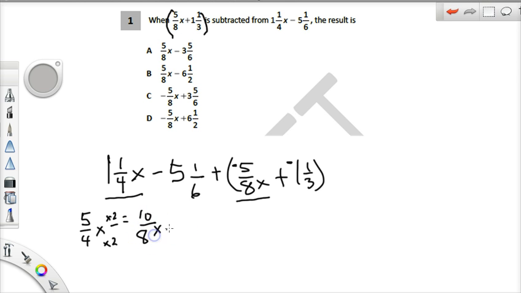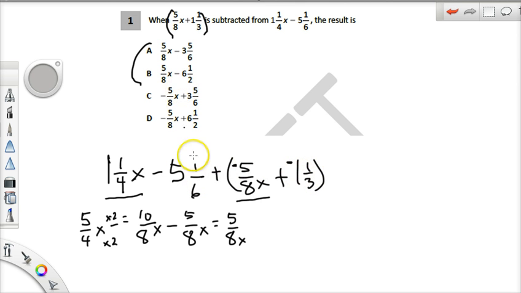So we'd have 10/8 x minus 5/8 x. All right, 10 minus 5 is 5. So we're left with 5/8 x. And if you look up here, that already basically narrows down our choices to these here. Now let's look at just our regular numbers. So we got a 5 1/6, which is a negative, and then we got a negative 1 1/3.